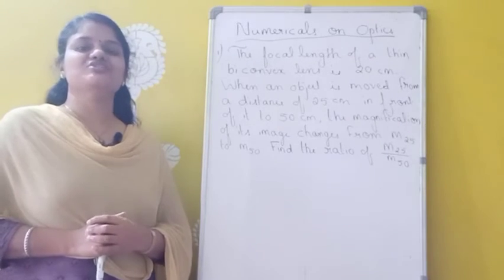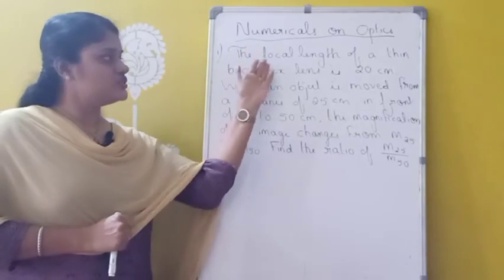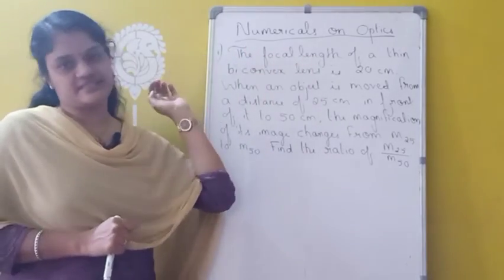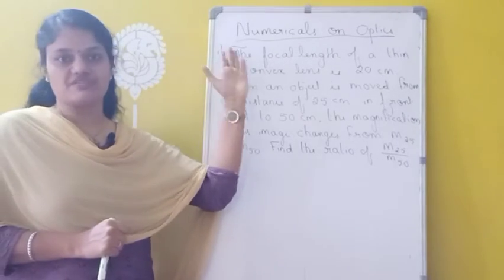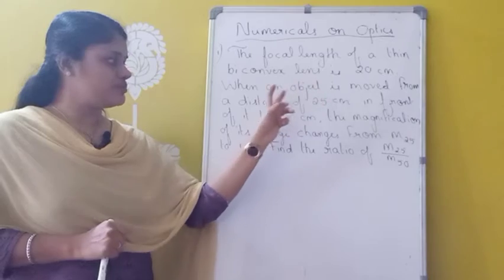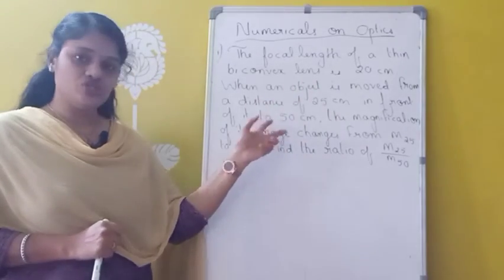Welcome children. Today I am dealing with some numericals on optics. First one, the focal length of a thin biconvex lens is 20 cm. So this focal length of this convex lens is given as 20 cm, when an object is moved from a distance of 25 cm in front of it to 50 cm.